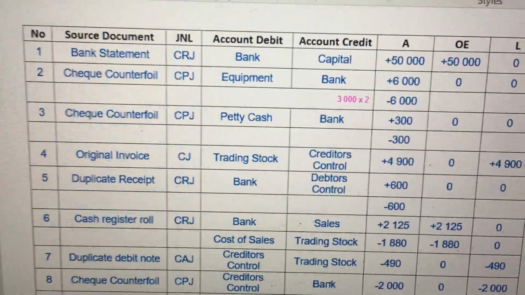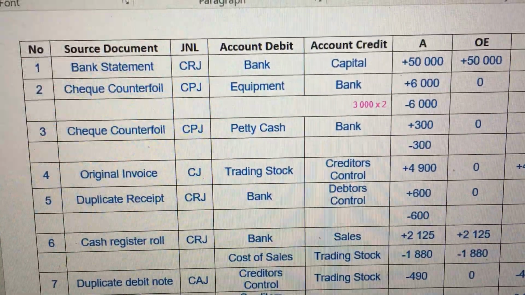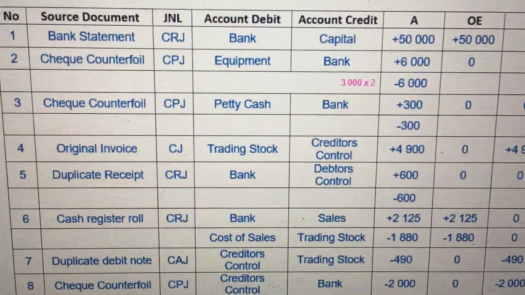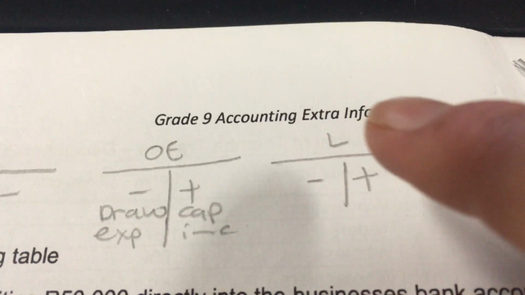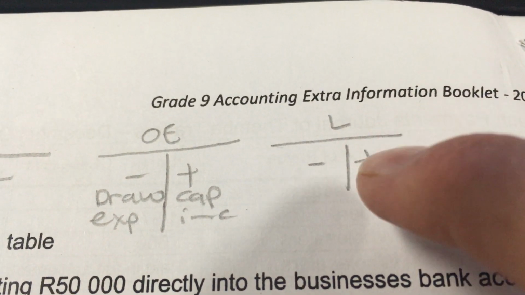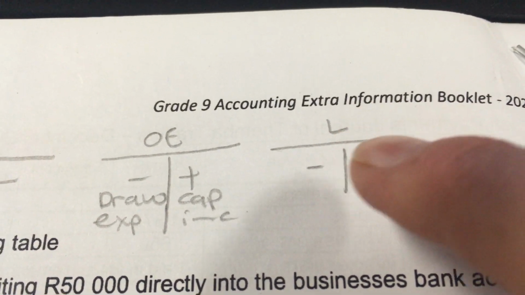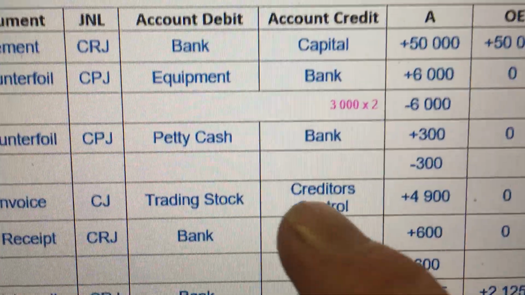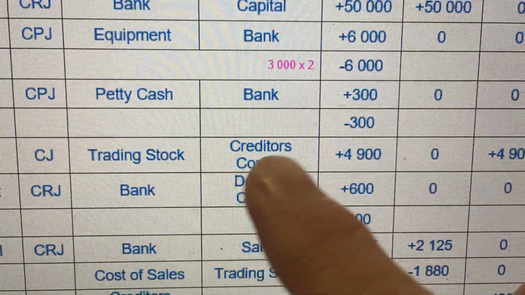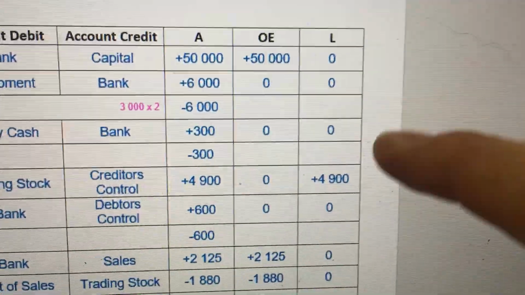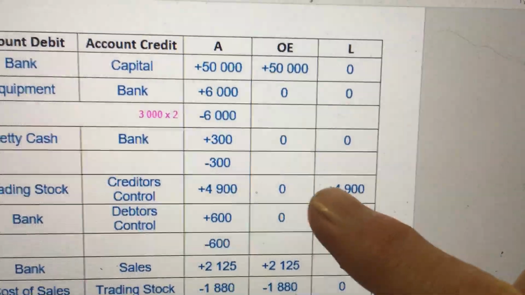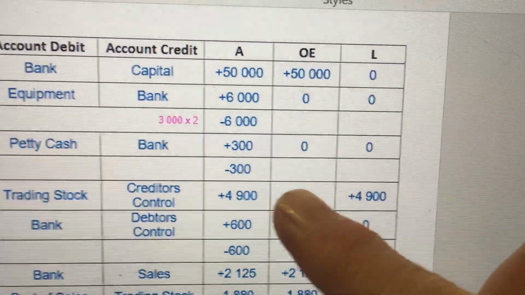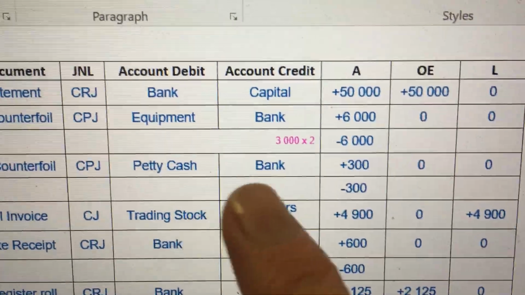Now we are buying on credit. So we are buying from a creditor. And creditors are liabilities. We are buying on credit, which means we owe the creditor more money. Creditors are liabilities and they increase on the credit side. So we are going to credit creditors control. Creditors control is a liability, so we owe them more. So 4,900 plus 0 equals 4,900. We have a debit and a credit.